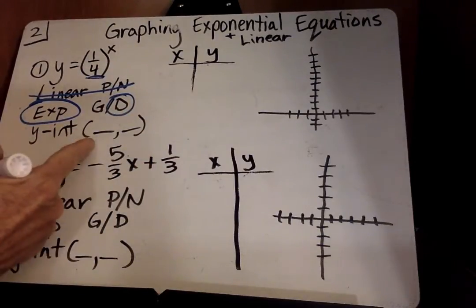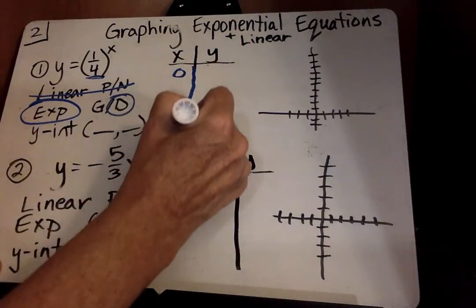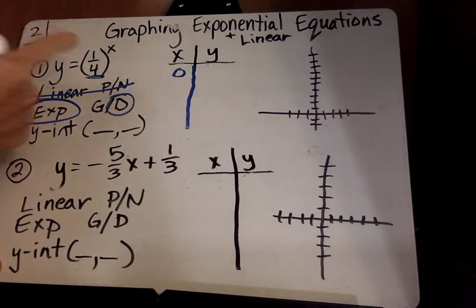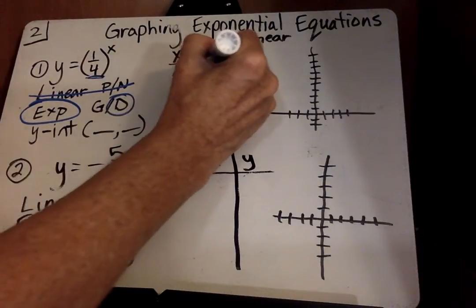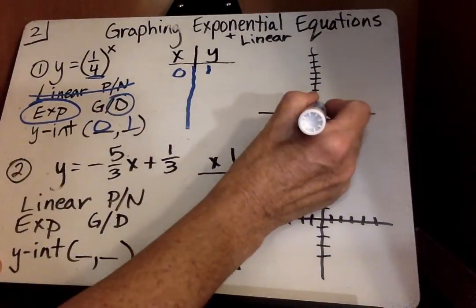Now we're going to find our y-intercept over here. We're going to put 0 in for x and see what comes out for y. 1/4 raised to the power of 0, what is it? I can't hear you. 1/4 raised to the 0 power is what? That's better, 1. So 0, 1 is our y-intercept. So we can also put that over here.